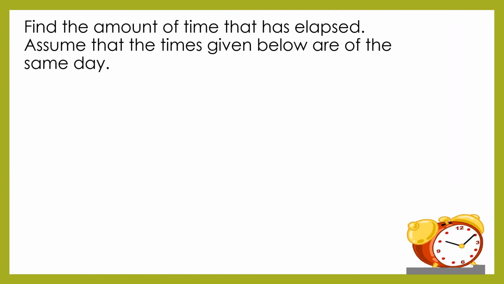Next, find the amount of time that has elapsed. Assume that the times given below are of the same day. Okay, for example, 1:50 to 3:40. So, how many hours and minutes? Subtract. When we get that, of course, we just subtract, no? So, 3 hours and 40 minutes.